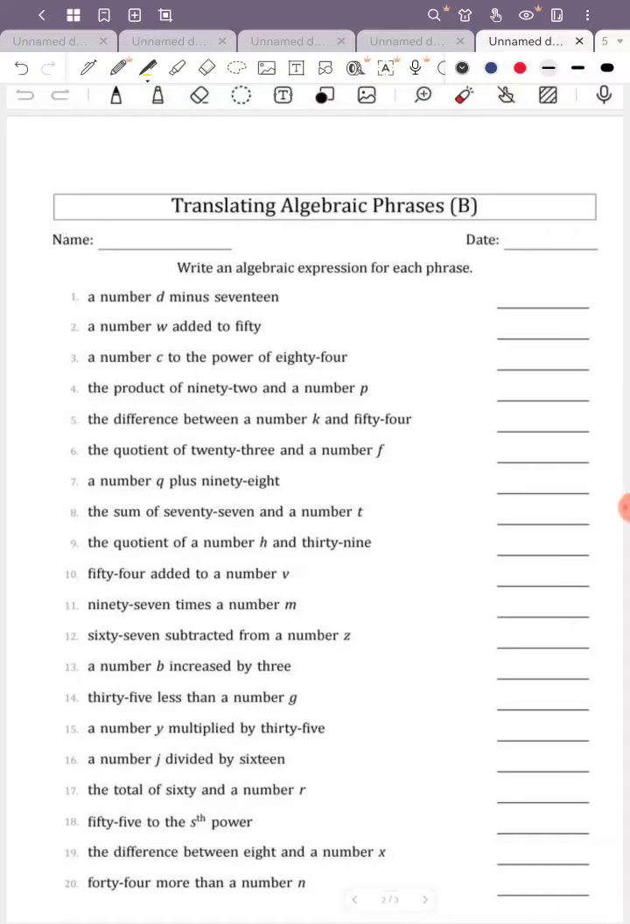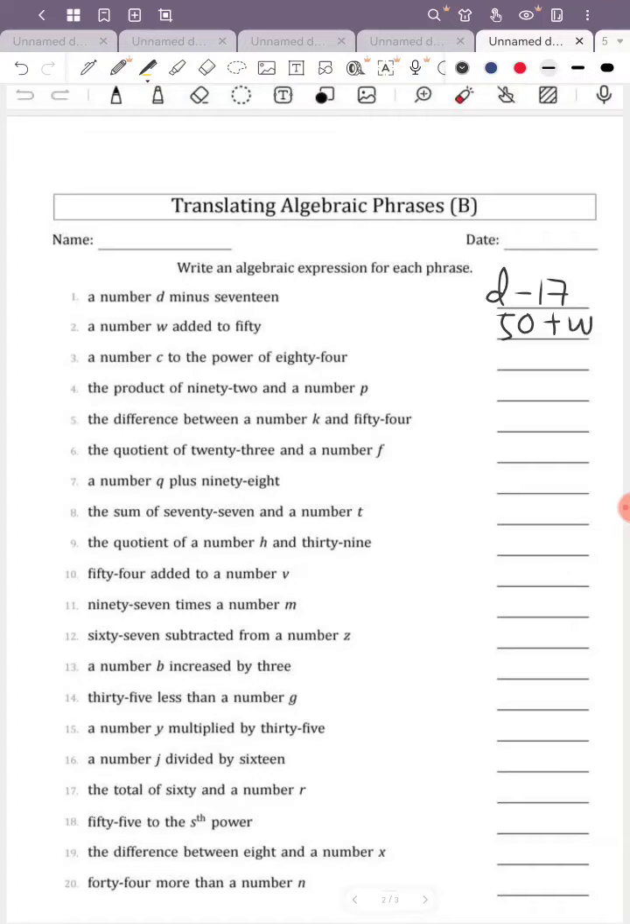Algebraic phrases into a mathematical expression. A number d minus 17. So, d minus 17. A number w added to 50. It has a keyword, added to. So we'll start with 50, and a number, we will add w.